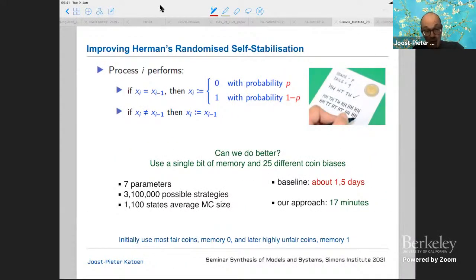Namely, initially you use mostly fair coins and you have your memory bit set to 0. And later, which means if you are possessing the token, you try to maximize the probability to keep the token. And actually then you are going to use highly unfair coins with a memory bit of 1. So you can, let's say, automatically synthesize non-trivial strategies using this kind of technique.